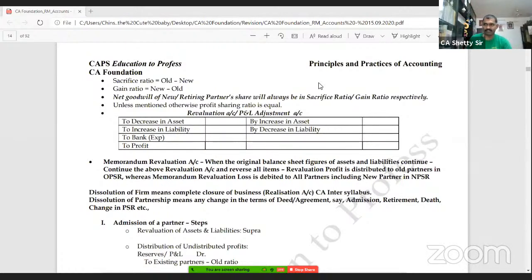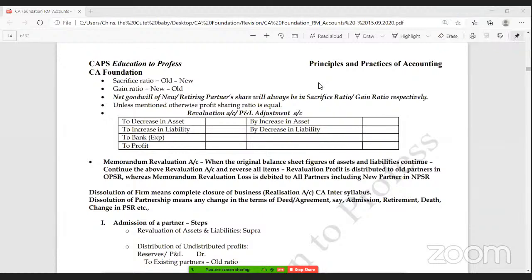Memorandum revaluation account: when the original balance sheet figures of the asset and liability continue, take the above revaluation account and reverse all the items. Revaluation profit is distributed to old partners in the old profit sharing ratio, whereas memorandum revaluation loss is debited to all partners, including the new partner, in the new profit sharing ratio.